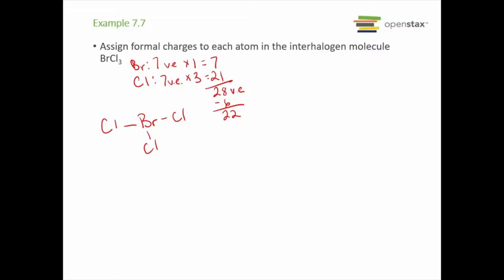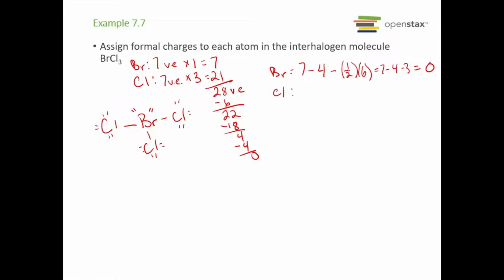We're going to fill in the chlorines next. 2, 4, 6, 8, 10, 12, 14, 18. 4 left over. That means bromine now has 2 lone pairs of electrons on it. Formal charge time. The bromine, 7 valence electrons, minus 4 lone pair electrons, minus 1/2 times 6 bonding electrons, gives us 7 minus 4 minus 3, a formal charge of 0.